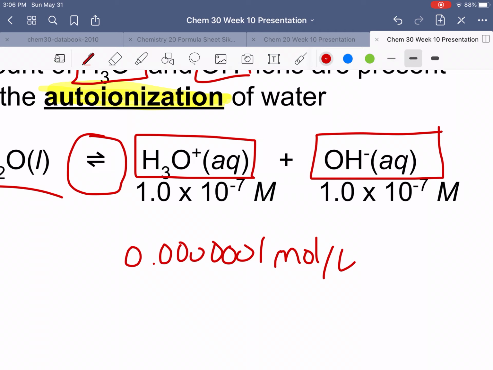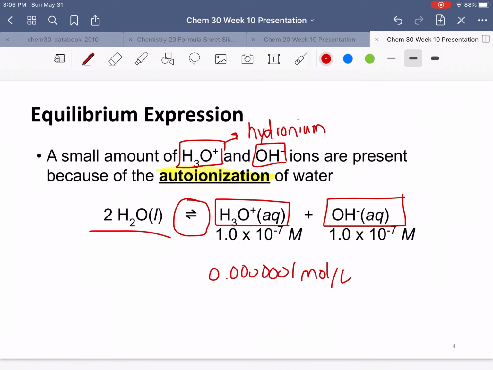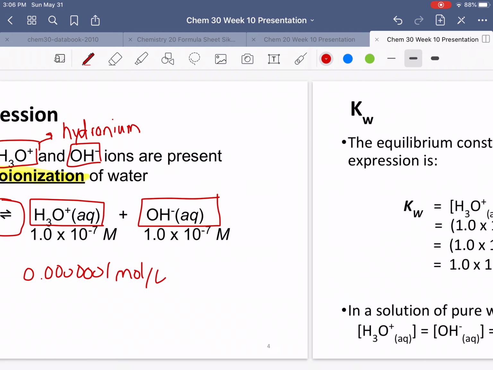This is teeny tiny, guys. We're talking about a fairly small concentration. However, it happens, absolutely. Notice as well that they are proportional to each other. From a mole ratio perspective, the moles of hydronium in pure water are identical to the moles of hydroxide. In other words, the concentration of hydronium is identical to the concentration of hydroxide in pure water.